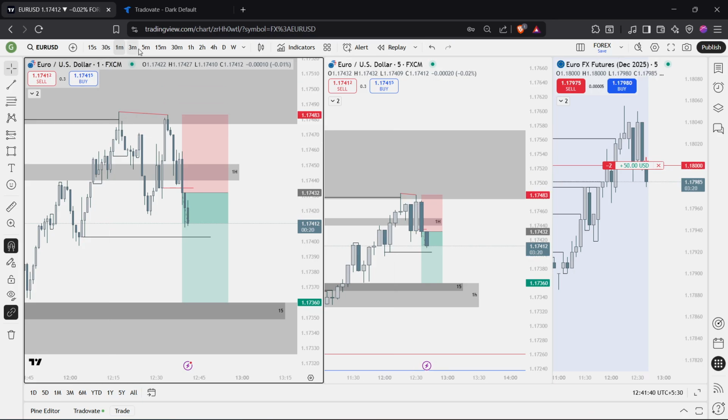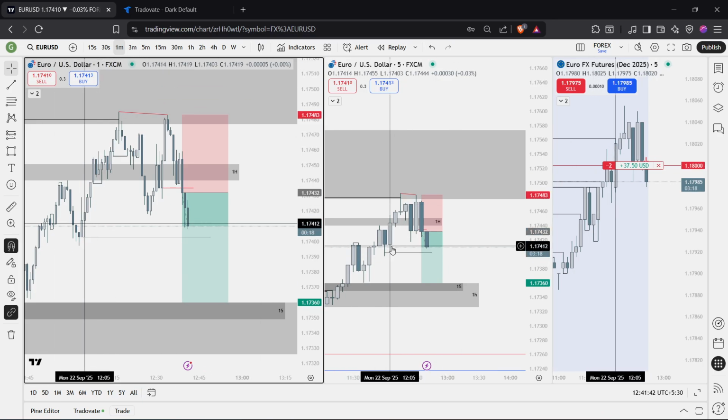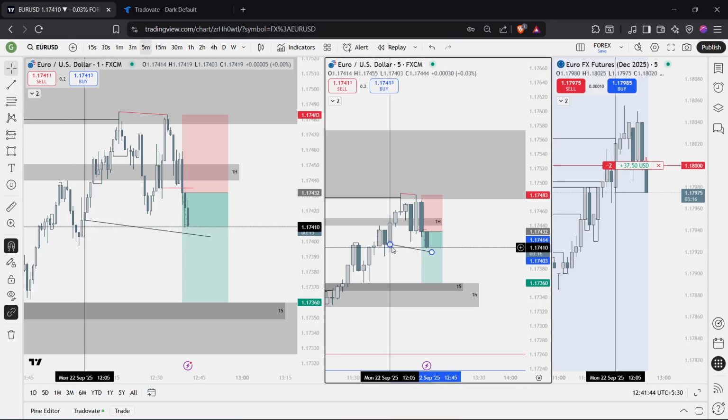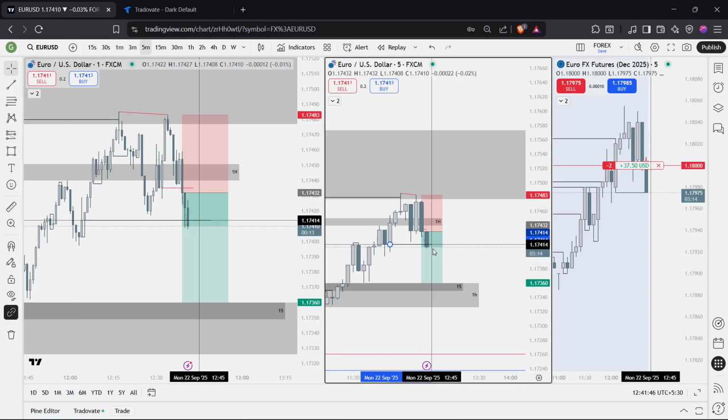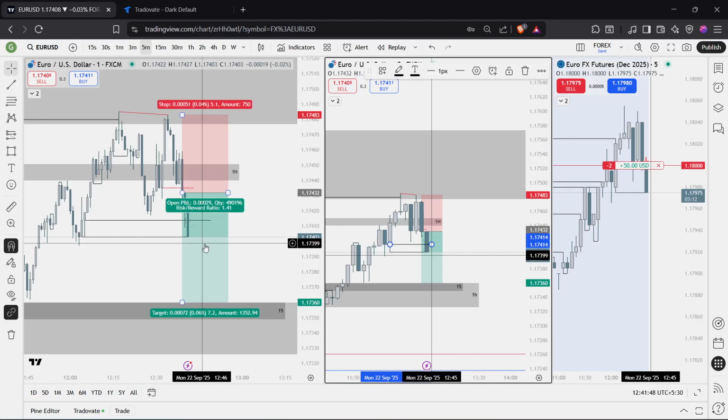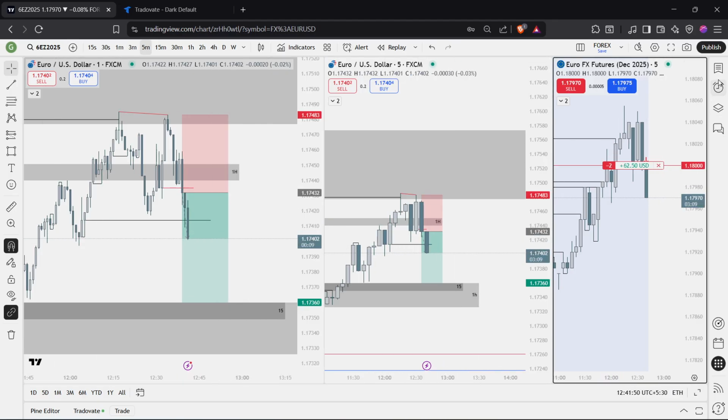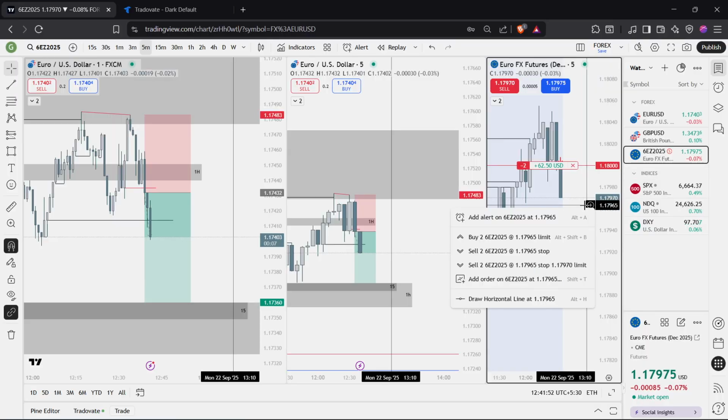This will be the change in the state in the higher time frame. This one. So let me mark this. This will be the change in the state in the higher time frame. As it closes below, I'll add my position here.